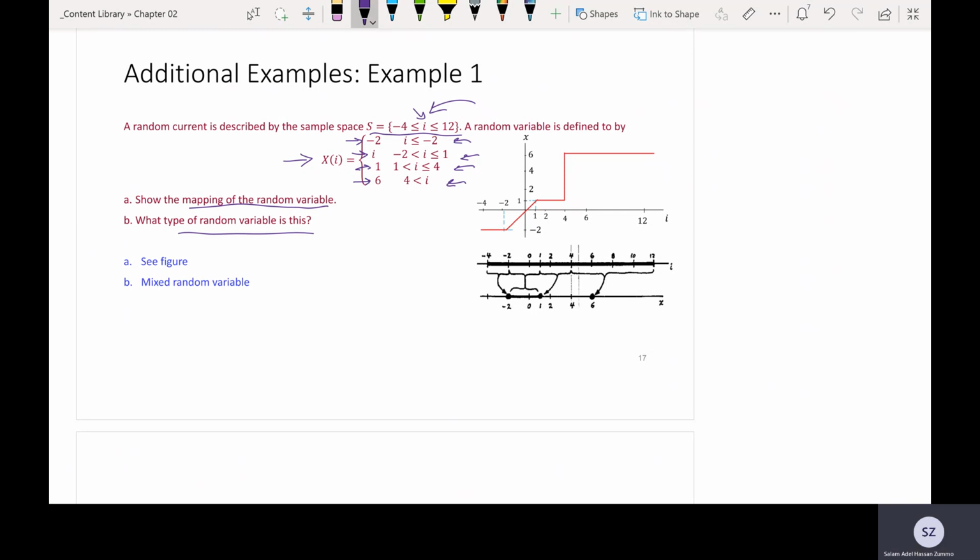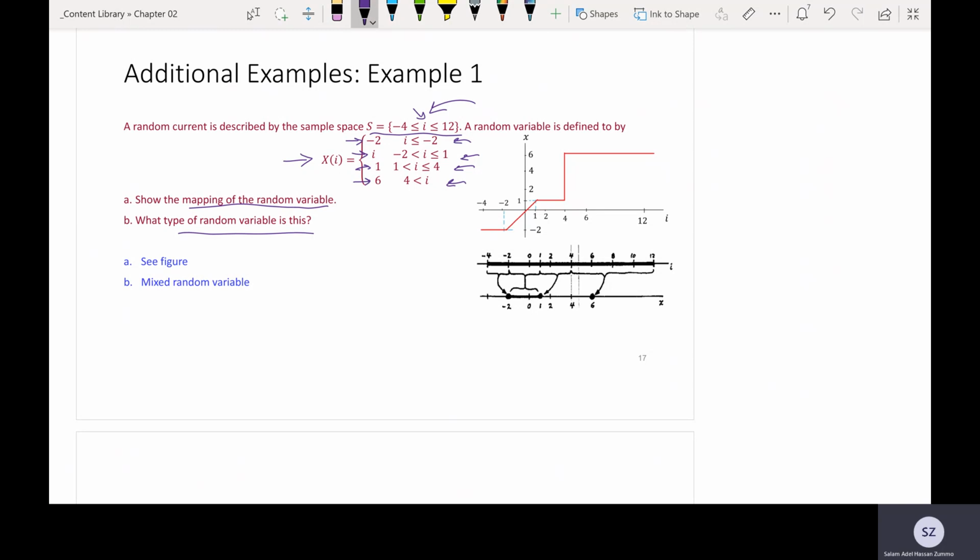Between -2 and 1, X is equal to xi, so it can take uncountably many values, which makes it continuous. However, when it is 1 or 6 or -2, it is constant, so this part is discrete.